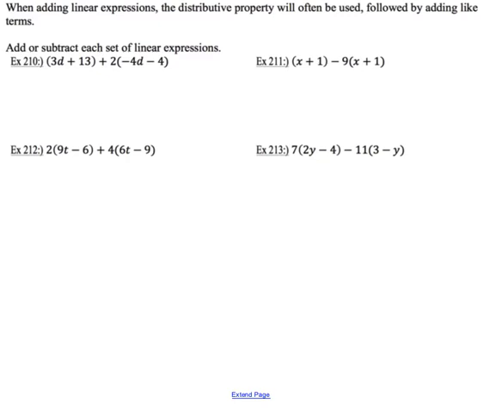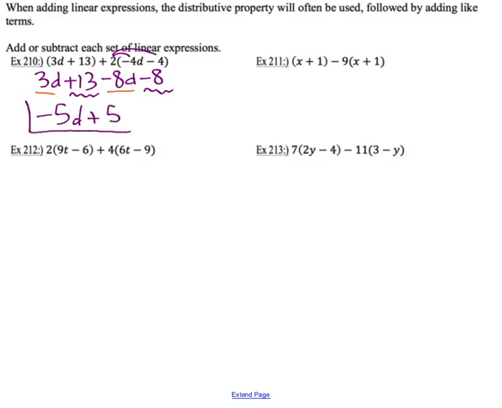3d plus 13 plus 2 times negative 4d minus 4. So this is in your notes. Please write it in your notes. We're going to have to distribute the 2 on the second set of parentheses. The first set of parentheses I can just get rid of because they don't do anything. 2 times negative 4d is negative 8d. 2 times negative 4 is negative 8. Now looking at like terms. 3d minus 8d, that would be negative 5d. 13 and negative 8 make 5, positive 5. So the answer, negative 5d plus 5.